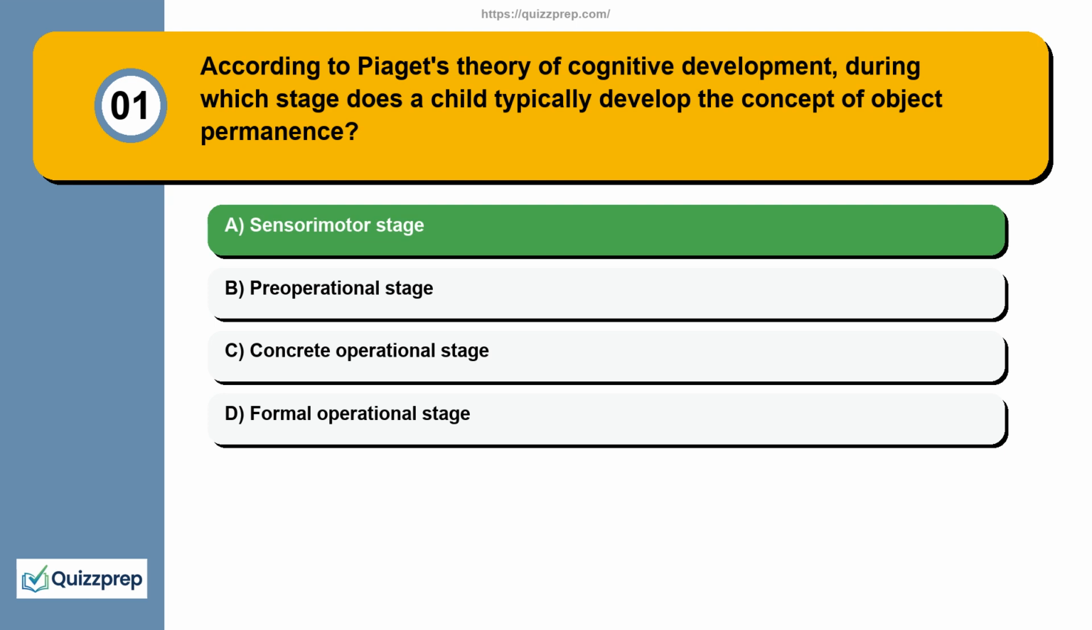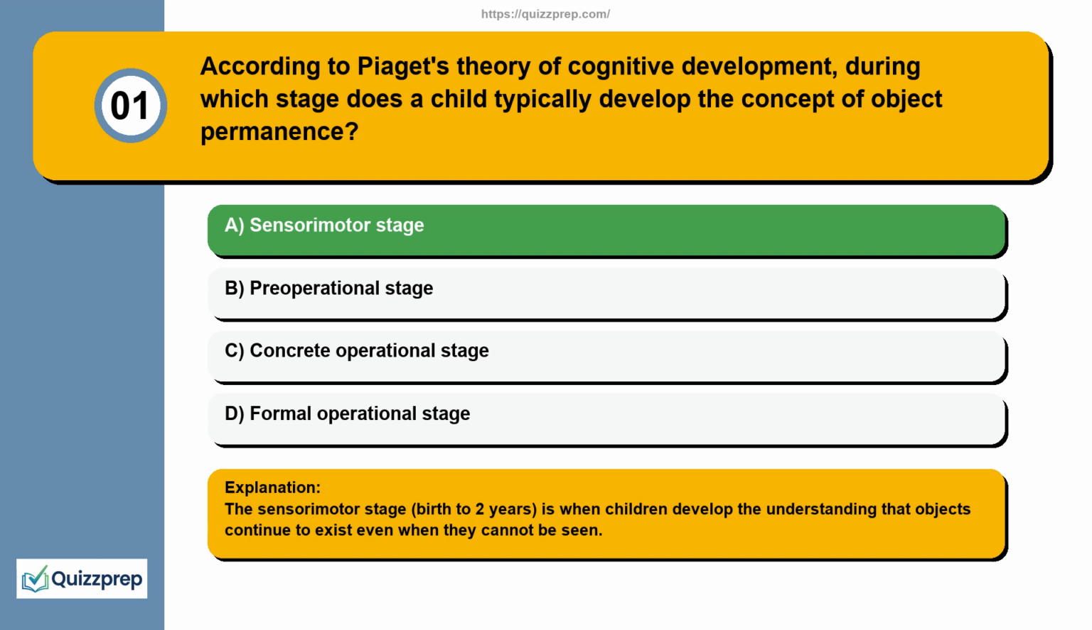Sensorimotor stage. Explanation. The sensorimotor stage, birth to 2 years, is when children develop the understanding that objects continue to exist even when they cannot be seen.